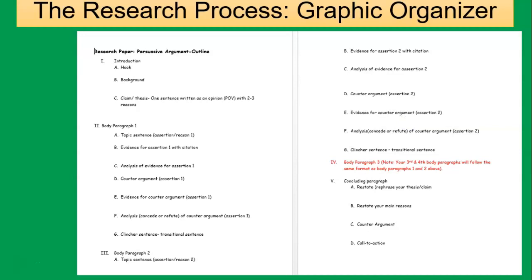Here's another example that you could use. This one just looks a little bit different. This is more of an outline look, but accomplishes the same thing. You would have an introduction with a hook, a little bit of background information, and then your claim or thesis. And then again, body paragraph 1, body paragraph 2, body paragraph 3 if you need it. You would follow the same format, and then a concluding paragraph. So this accomplishes the same thing as the previous slide, just in kind of a different format.